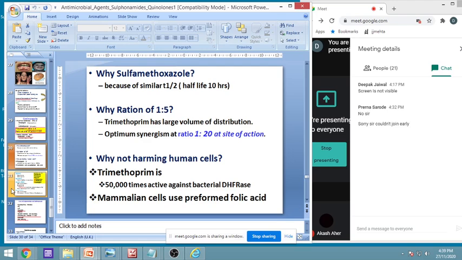This is the reason why it is not harming human cells, because we know trimethoprim is 5 times more selective for bacterial dihydrofolate reductase. Mammalian cells are using preformed folic acid. Is there any agent which has a similar action? Yes, we have many agents which have similar action to trimethoprim.